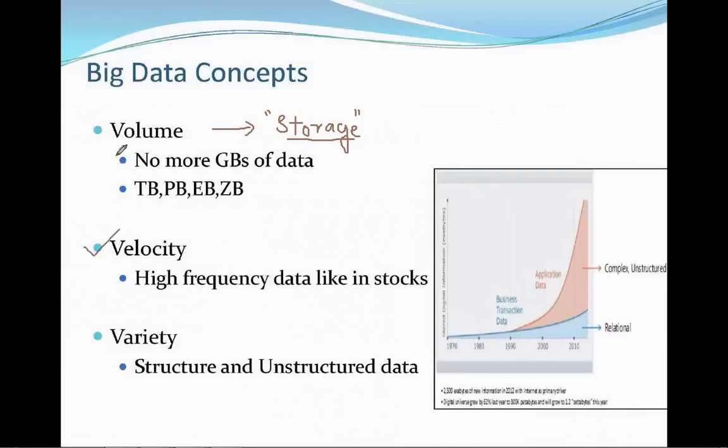The next point, velocity. It's not just volume. With the increase of volume, even the data is getting piled up with high frequency. High frequency data like in stocks, how fast the ticking is happening. That is not due to one parameter, that is due to several parameters. Fine, that particular stock index is getting affected. So this is about velocity. High frequency data like in stock markets.